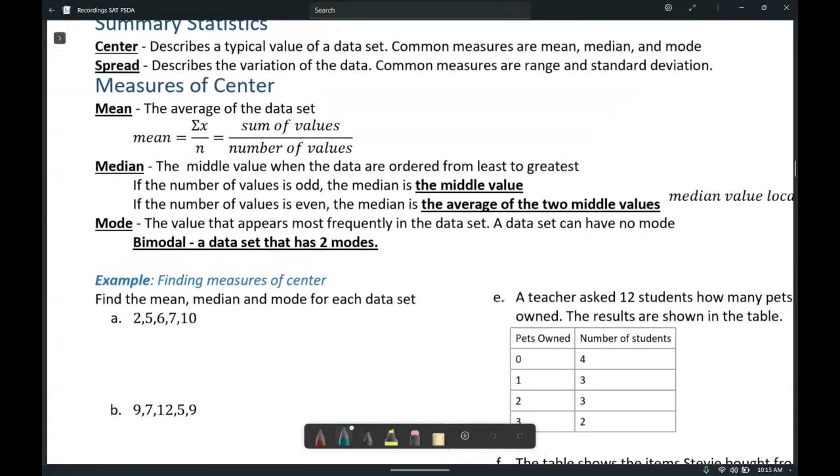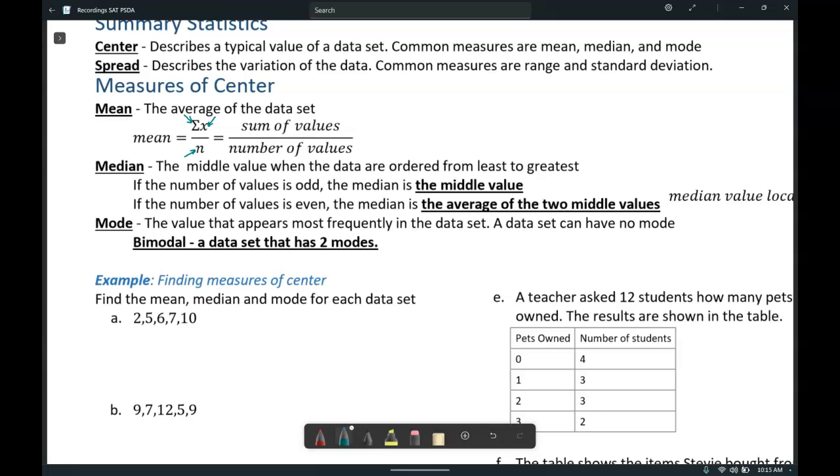The mean, also referred to as the average of the data set, is found by taking the sum of all the values in the data set, we add them all up, and divide it by n, the number of values in the data set. This notation right here is the summation notation. This Greek letter sigma, a capital sigma, represents sum of, add up. And then x is each and every data point in our data set. And n is a common notation to represent the number of values in a certain list or data set.